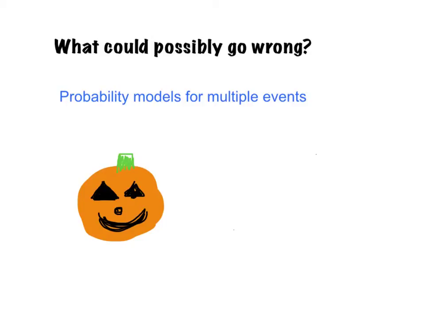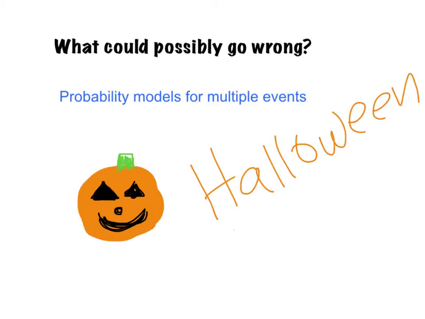Sometimes there are a lot of different possible outcomes. Sometimes they're really pretty great, and sometimes you think to yourself, what could possibly go wrong if I do this? Well, today we're going to explore a few different probability models for multiple events, meaning when one thing happens and another thing happens, what are the different possibilities that could happen? And because it's October and pretty close to Halloween, this is going to be the Halloween edition of probability.